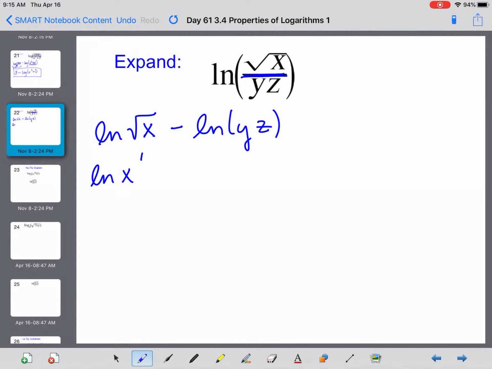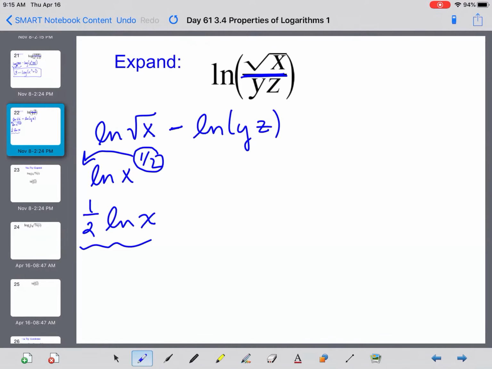So natural log of square root of x is equivalent to x to the 1/2 power. And maybe I'll just focus on this side right here for right now. So I'm going to go ahead and use my power property and move that 1/2 out front. So that piece of this is finalized. It's 1/2 times the natural log of x.